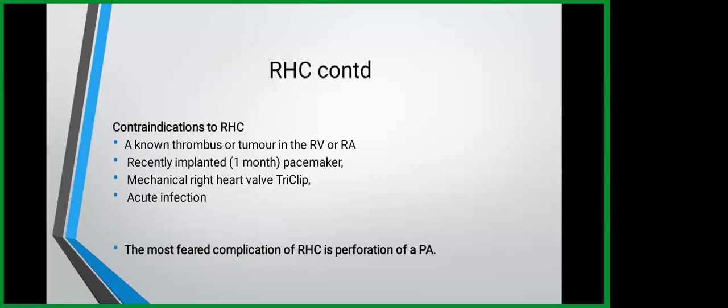It's contraindicated in patients with a known thrombus or tumor. If there's a thrombus or tumor in the right ventricle or the right atrium, it is contraindicated. A recently implanted pacemaker is a contraindication. Then acute infection, of course. Then a mechanical right heart valve, either a mechanical tricuspid valve. Nobody really puts in a mechanical pulmonary valve.